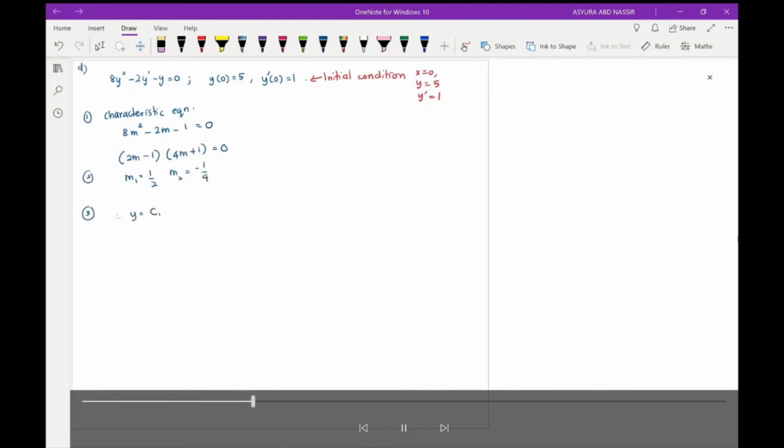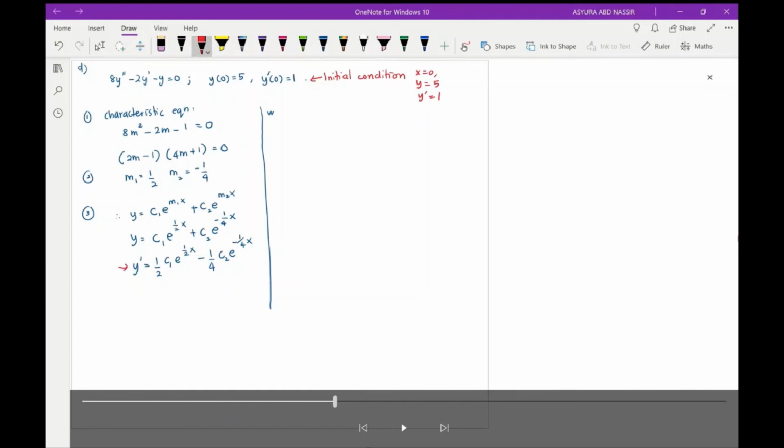Continue. Your general solution will be y equals c1 e to the m1 x plus c2 e to the m2 x, because you have two distinct roots. Now your y will be c1 e to the 1 over 2 x plus c2 e to the negative 1 over 4 x. The next step is to find y prime, that is, you differentiate your y.